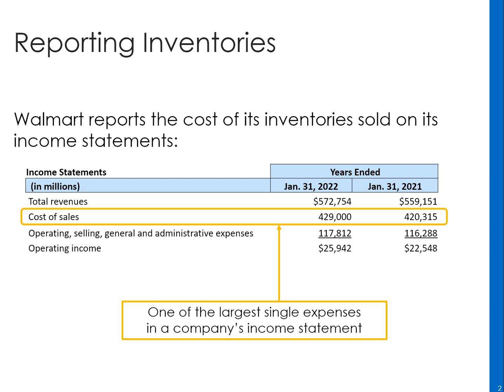Inventory is an asset, and the cost of inventory, which is the cost of sales, is also reported in the income statement. For some companies, this could be the largest single expense in the income statement. For example, this is Walmart's income statement, in which Walmart reports cost of sales or cost of goods sold. It's more than 80%, about 80% of the total revenue, total sales.